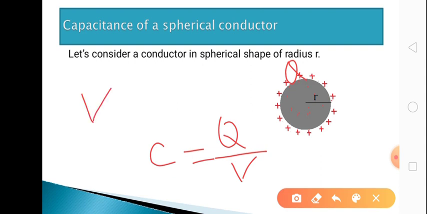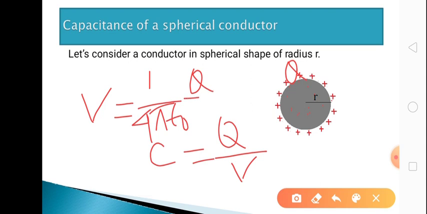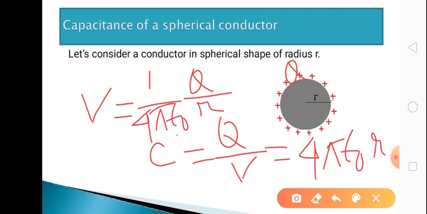Now V is equal to 1 by 4 pi epsilon naught Q by r. So you know the value of V, you know the value of Q. If you put the value of V here, then you will get this Q cancel. Then you have C is equal to 4 pi epsilon naught r. So this is the capacitance of this spherical conductor.